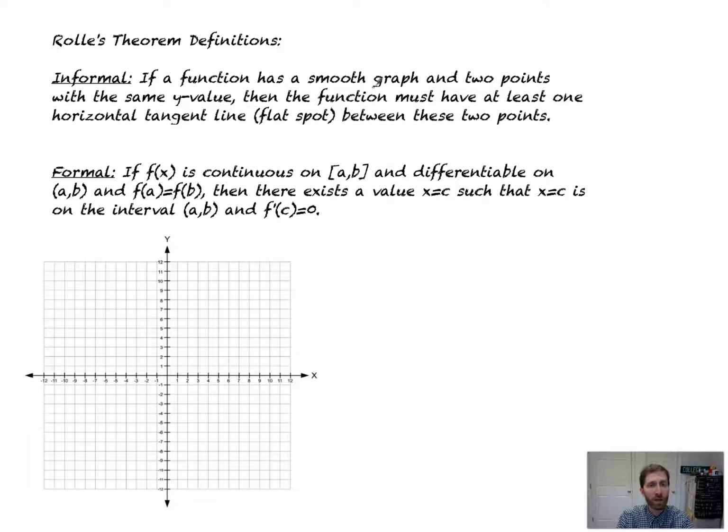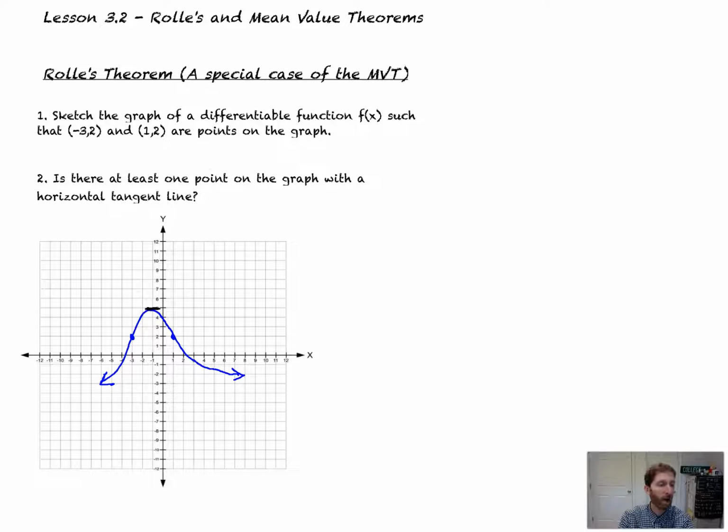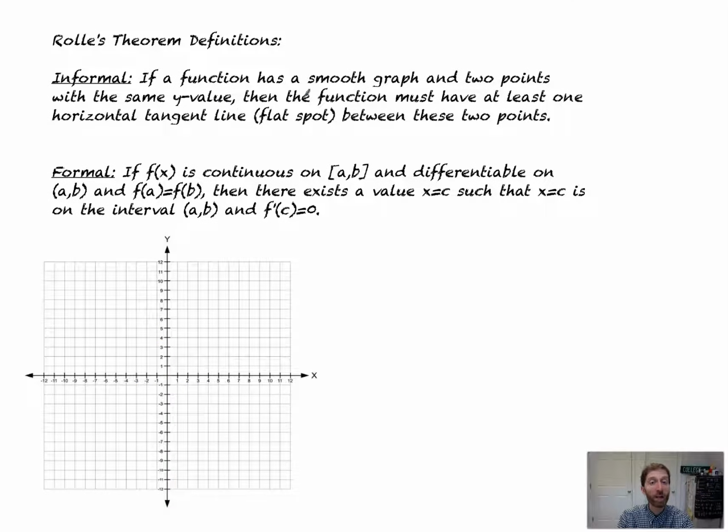Informally, if a function has a smooth graph and two points with the same y value, that's what we had here, then we know that the function must have at least one horizontal tangent line, or flat spot, between those two endpoints. So let me show you what I mean, and we'll pick two other random endpoints. So let's do (-6, -2) and (2, -2).